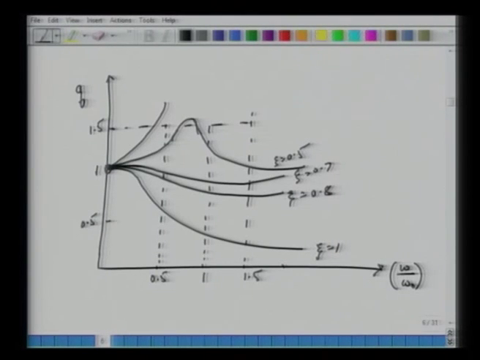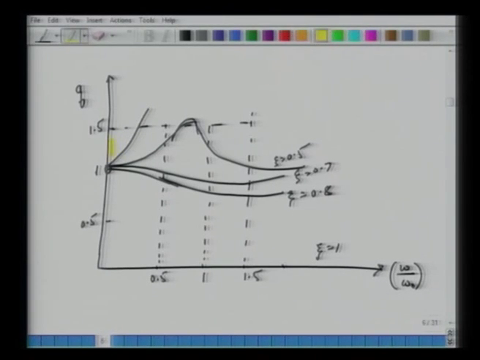So what this shows is essentially that the operating range for the accelerometer is a very narrow band. It's a narrow band. So if you want to make your accelerometer measure very high frequencies, you have to increase the stiffness very significantly. Omega naught has to go up, right? That is what a lot of accelerometers do. They try to increase their stiffness as high as possible.